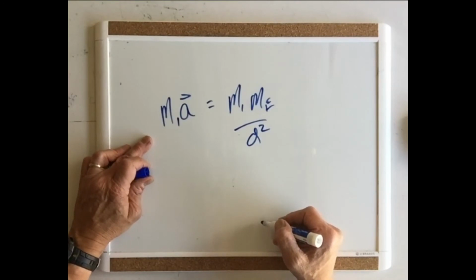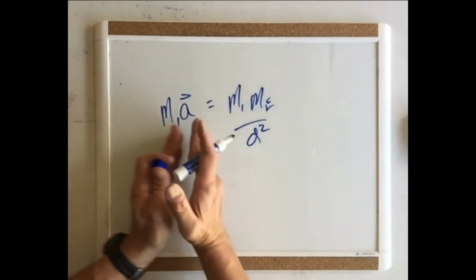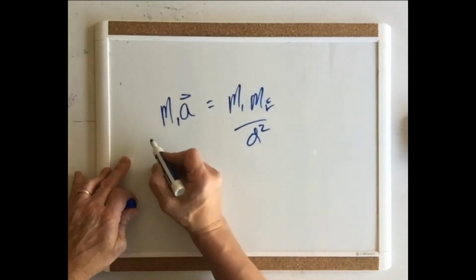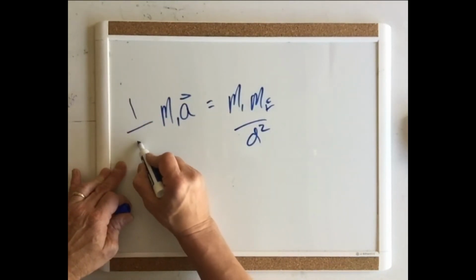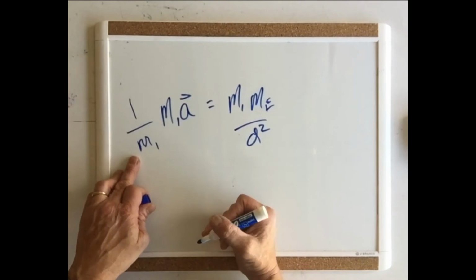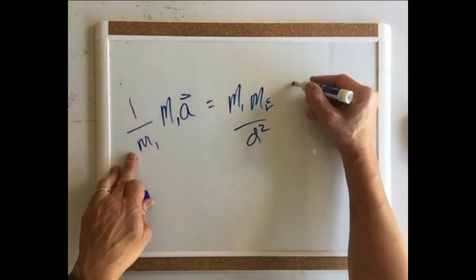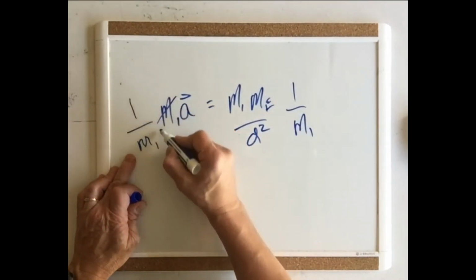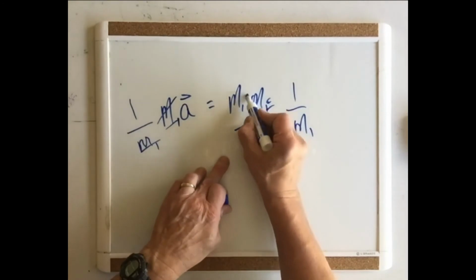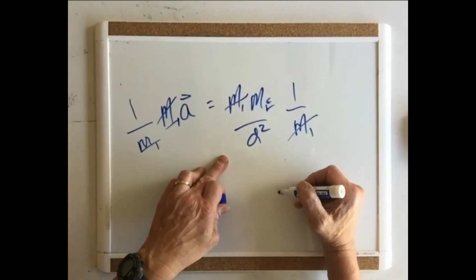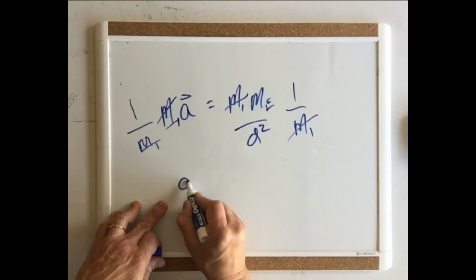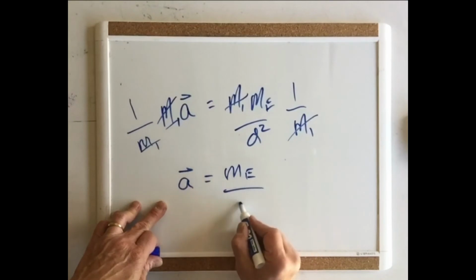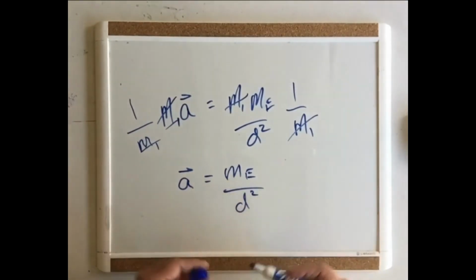Okay, so what? Well, if we do something to the left half of the equal sign and also do it to the right half of the equal sign, we haven't changed the equation at all. That's basic algebra. So let's multiply both sides by 1 over M1. It's the same as dividing by M1. And what we have is these cancel out and these cancel out. Now again, we haven't done anything to the equation, but what we're left with is acceleration is equal to mass of the Earth divided by D squared.